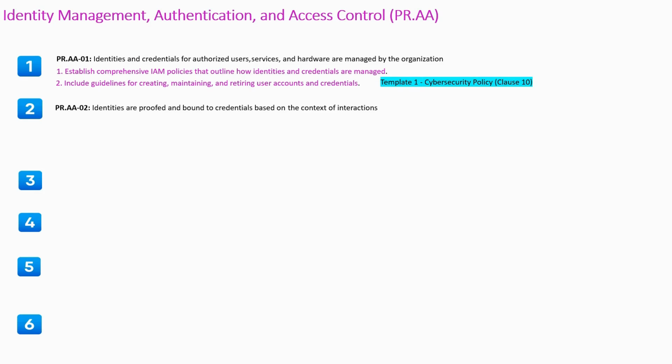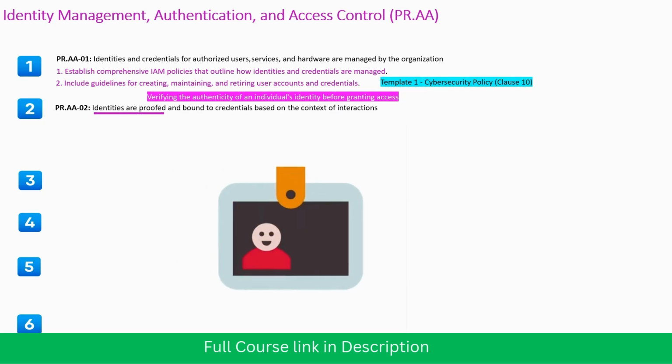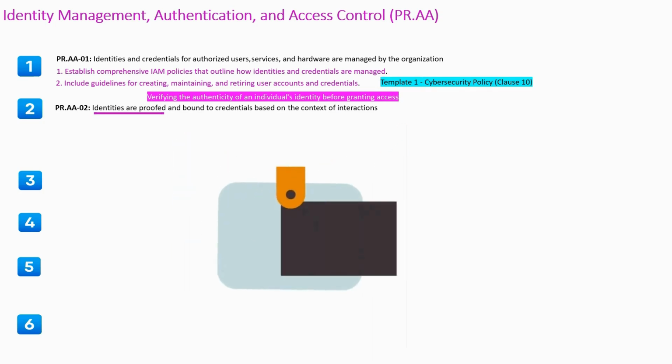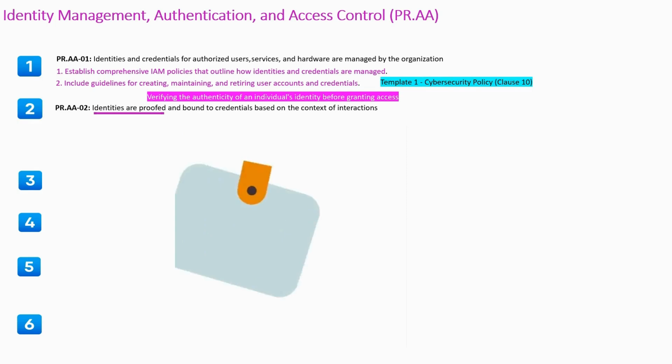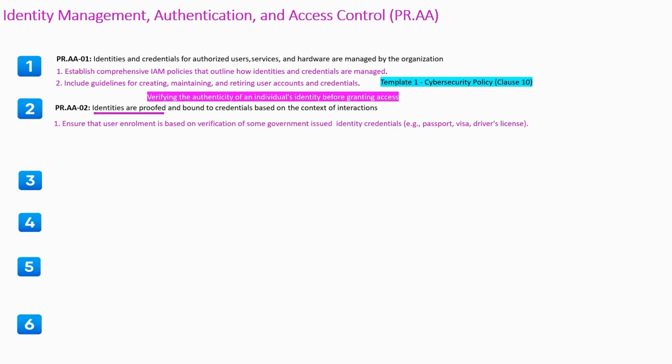The second subcategory requires that identities are proofed and bound to the credentials based on the context of the interactions. Now what is this? Identity proofing involves the verification of the authenticity of the identity of an individual before granting the access. To implement this, what you need to do is ensure that user enrollment is based on verification of some government-issued identity credentials.